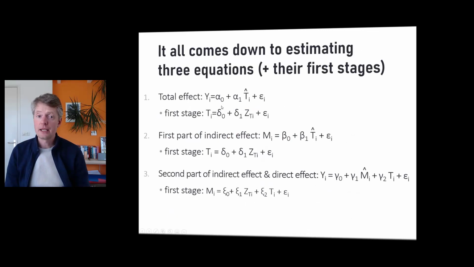So it all comes down to estimating three equations. First of all, there's the total effect, the relationship between the outcome and the treatment, and we are already familiar with that because that's identifying the average Zeeman effect. Then there is the first part of the indirect effect, namely the effect of the treatment on the mediator. That's also straightforward, so that's not the effect of the treatment on the outcome, but the treatment on the mediator. So we just replace Y by M, and that's all.